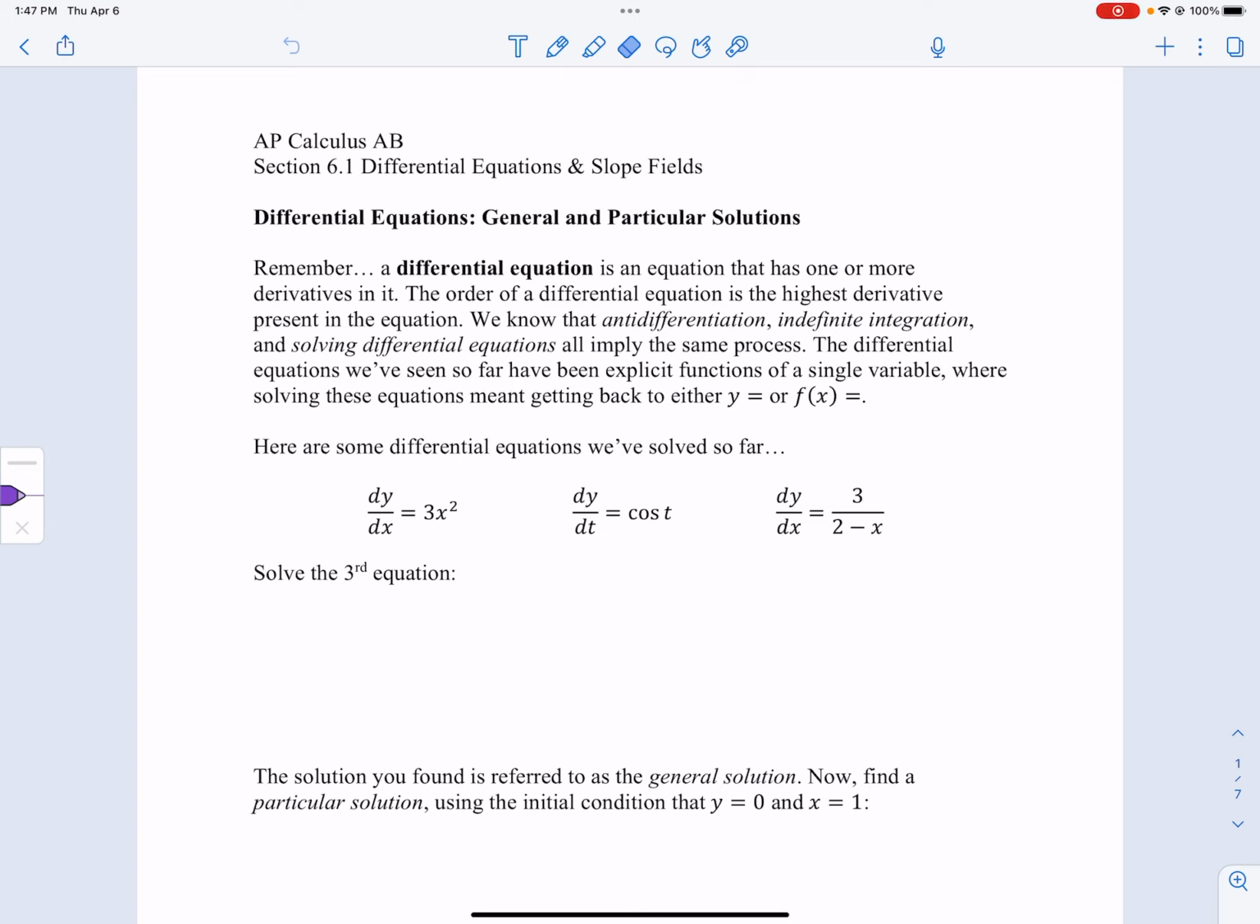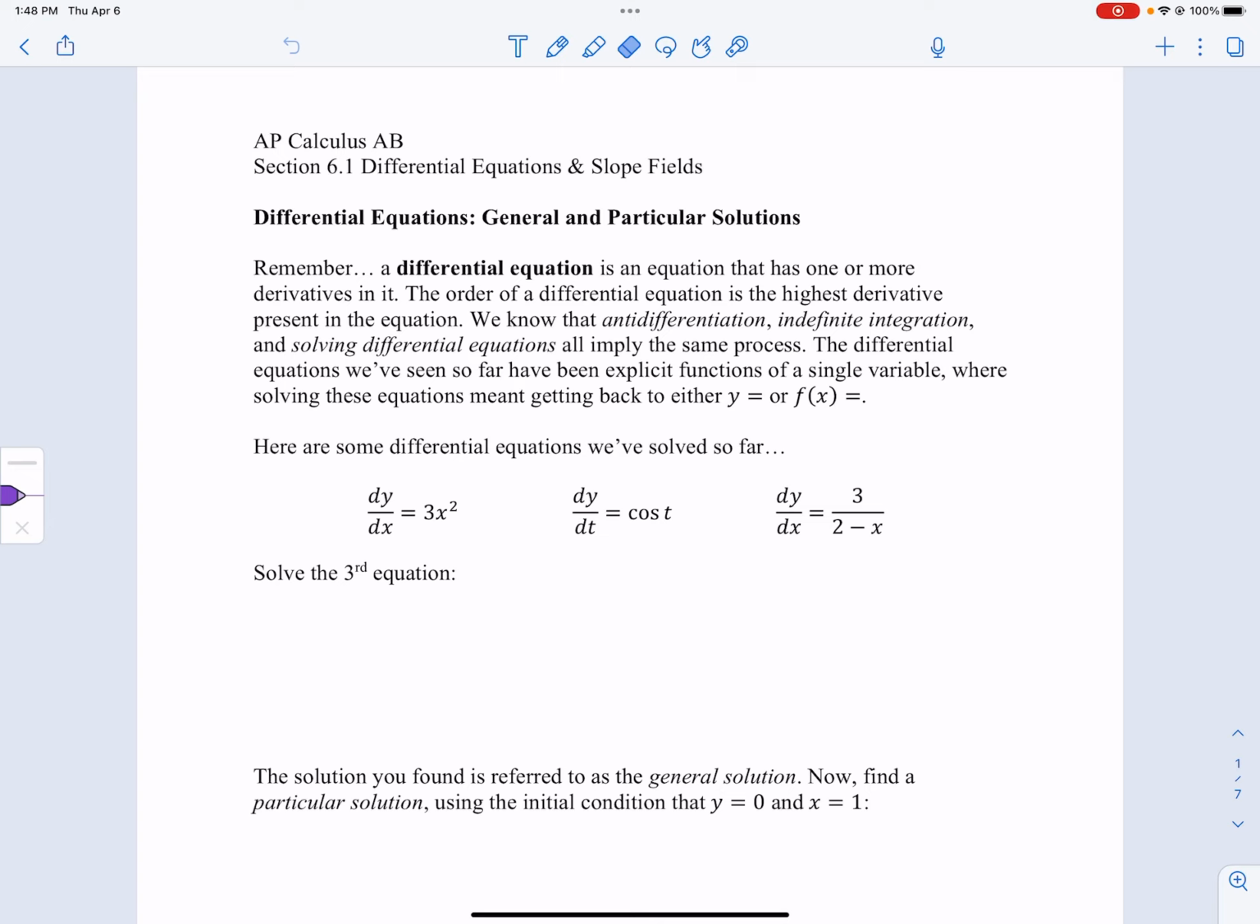So if the first derivative is the only derivative present in the equation, then it would be a first order differential equation. Or if the highest derivative is the second derivative, then it would be a second order differential equation. But we're not really going to get too much into that at this point. We do know that anti-differentiation, indefinite integration, and solving differential equations all imply the same process, the process of integrating.